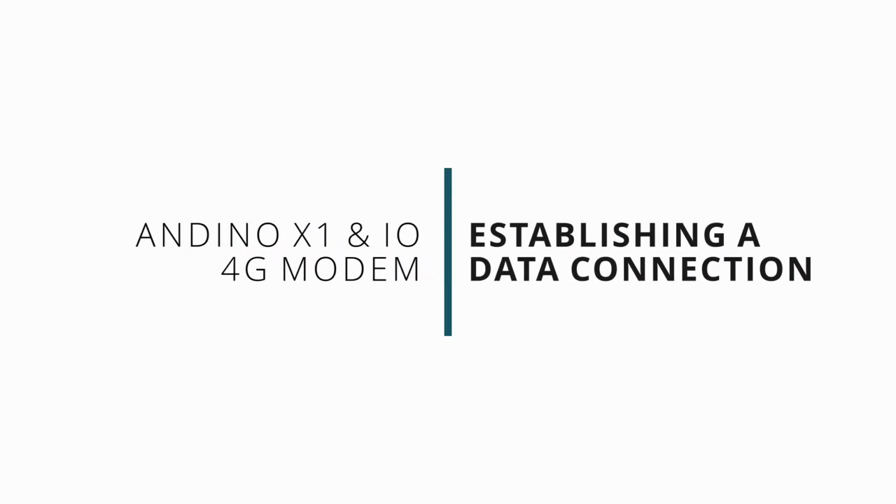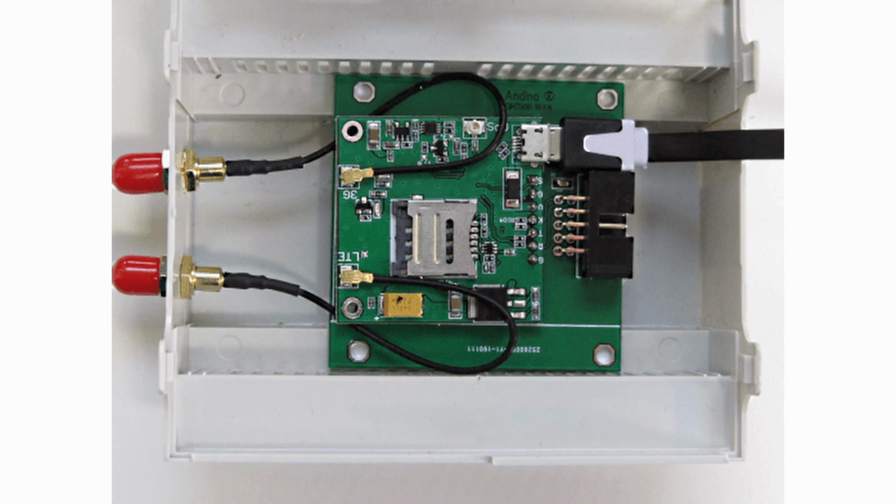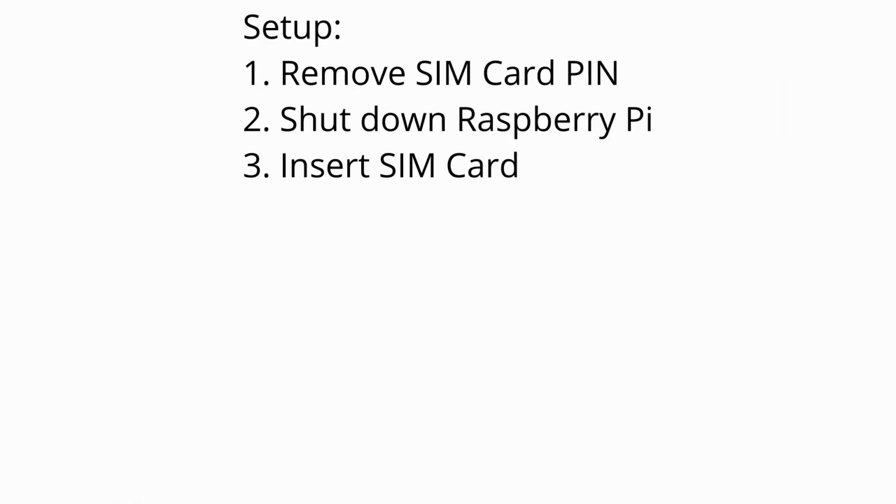This video is going to explain how to establish a data connection using the 4G modem on the Andino X1 and Andino I/O boards. The data connection on the modem enables fast transfer speeds via LTE. Thus, the modem needs to be connected to the Raspberry Pi via USB to enable high bandwidth communication. To set up the connection, you first need to insert the SIM card.